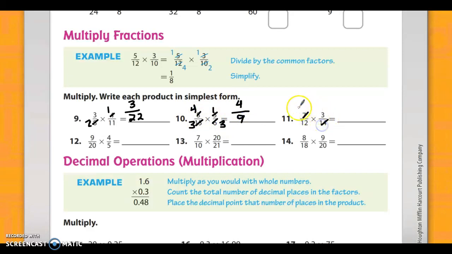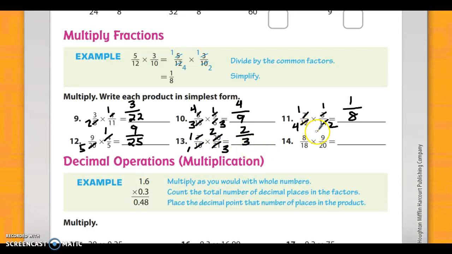7 and 14 share a factor of 7, so it simplifies to 1/2. 3 and 12 share a factor of 3, so it simplifies to 1/4. 1 times 1 is 1, over 4 times 2 is 8. 9 and 5 do not share a factor, but 4 and 20 do. 4 goes into itself once, and 4 goes into 20 5 times. 9 times 1 is 9, over 5 times 5 is 25. 7 and 21 share a factor of 7. 7 goes into itself once, and 7 goes into 21 3 times. And 20 over 10 would simplify to 2 over 1. 1 times 2 is 2, over 1 times 3 is 3.